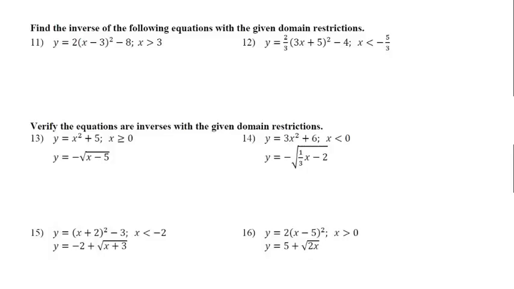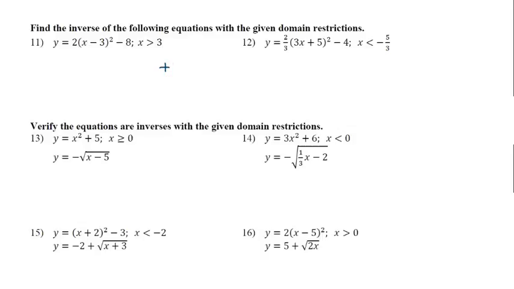All right, again, this is review 5-3. Numbers 11 and 12 for inverses. It says find the inverse of the following equations with the given domain restrictions. Remember the deal with these is we have a quadratic here, so we're going to have to take a square root to get rid of that. And remember, when we take a square root to get rid of the square, we have a positive version of the root and we have a negative version of the root.